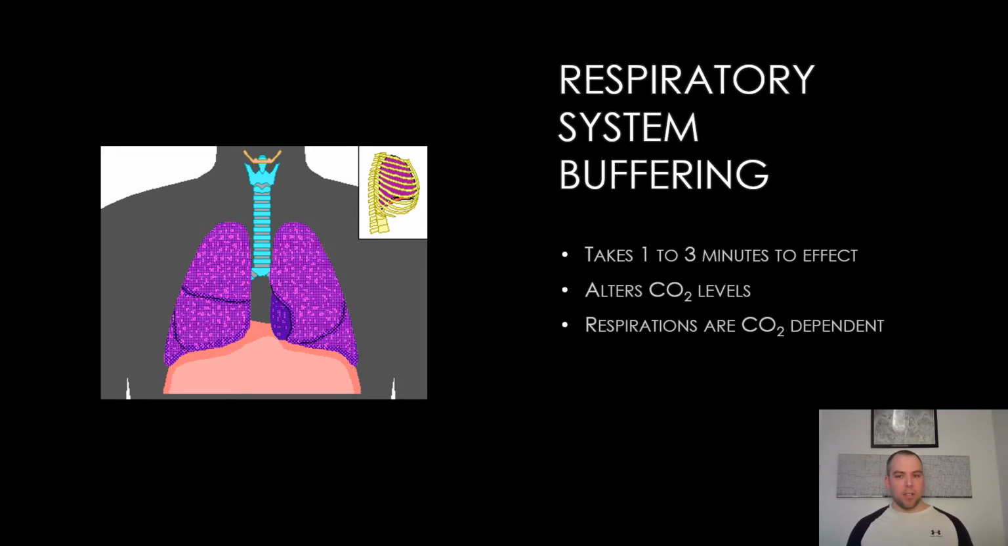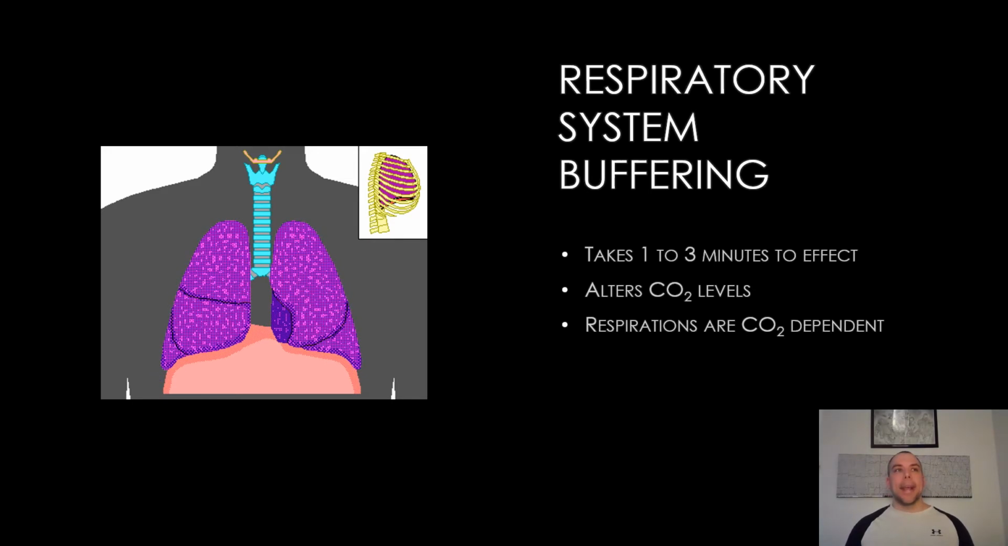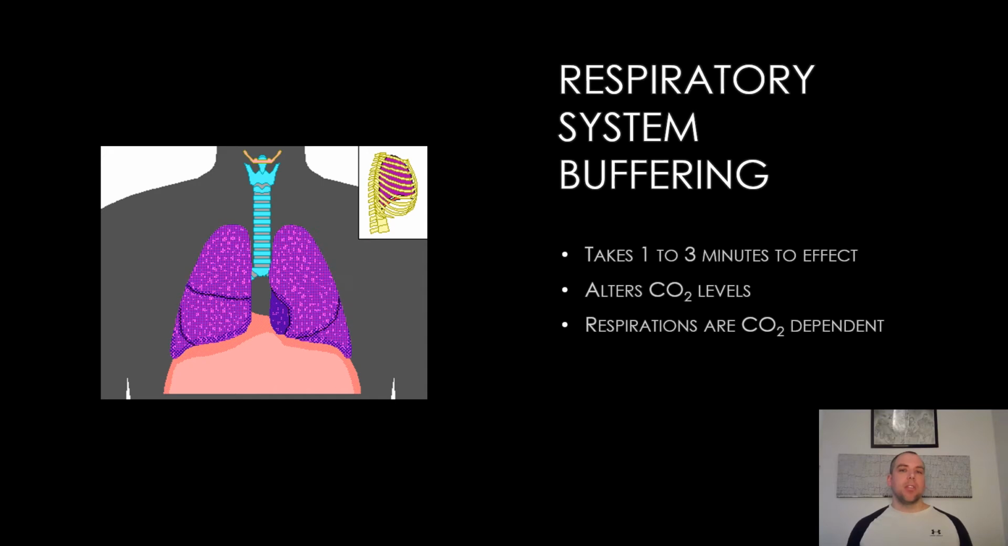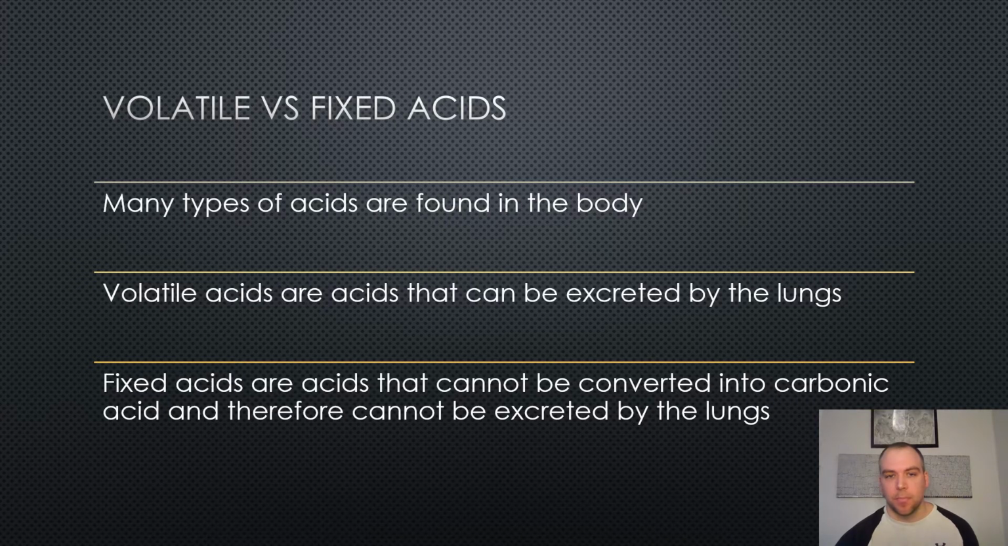So we're going to explore those concepts, because not only is the respiratory system a great buffer system if it's working well, it can cause extreme deviations of acid-base balance if it's not working well. So before we get into that, you need to know the definition of two different types of acids, which is a volatile acid or a fixed acid. Okay? There's different types of acids in the body depending on the different chemical reactions happening, right? But a volatile acid is an acid that can be excreted from the lung. A volatile acid is carbonic acid. That is the volatile acid, okay?